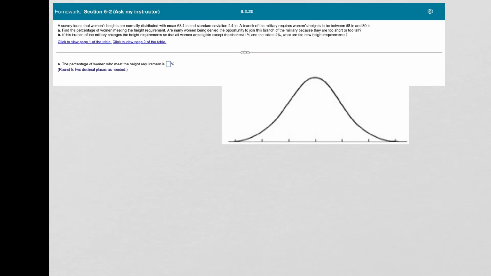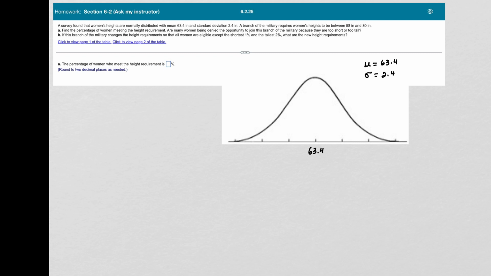In this problem, it says that a survey found that women's heights are normally distributed with a mean of 63.4 inches. So I'm going to mark that on my normal distribution here. And the standard deviation is 2.4 inches. So I'm going to make a note of that up here. The mean is 63.4 and the standard deviation is 2.4.